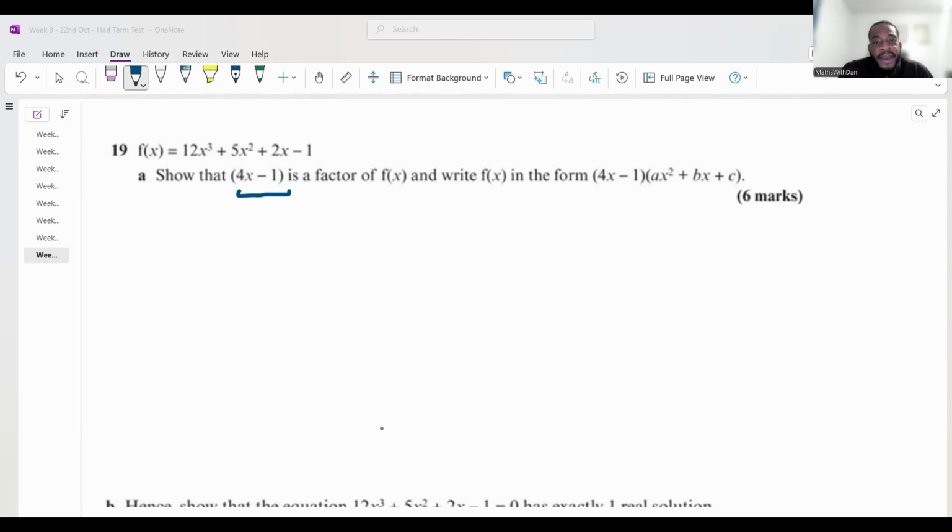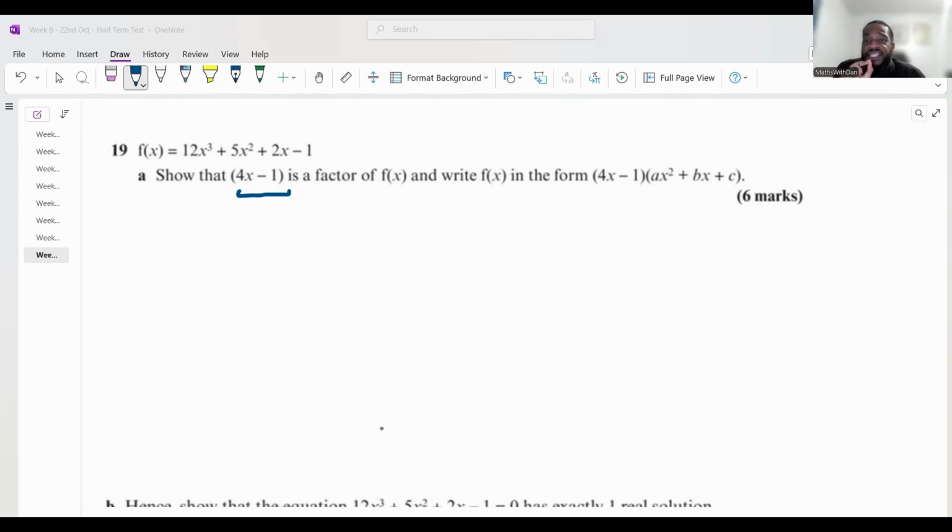What you could do is long division, couldn't you? Exactly, Dominic. I use long division, and then at the end of the long division, what should I expect to get at the bottom if it's a factor? Exactly. We should get zero. We're going to do long division anyway because that's part of the question.